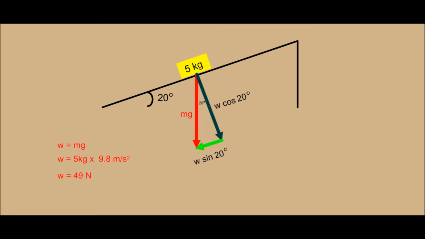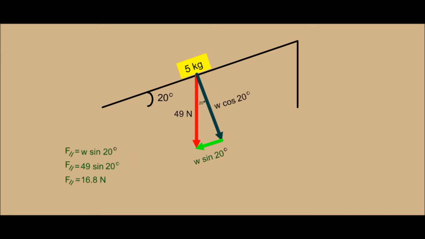Alright, so let's do the weight first. The weight is mass times gravity. The mass is 5 kilograms. The gravity is 9.8 meters per second squared, and weight equals 49 newtons. So the weight, that red arrow, is 49 newtons. Now again, how that's distributed between normal force and parallel force is important, so let's figure it out.